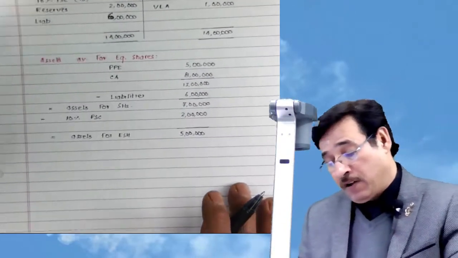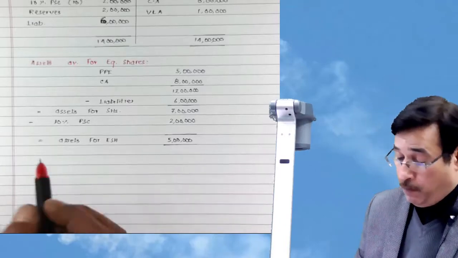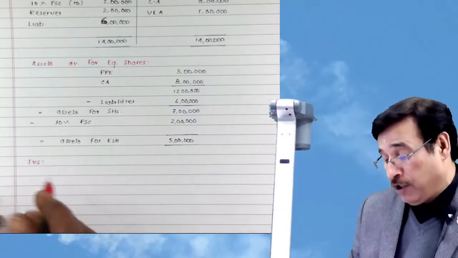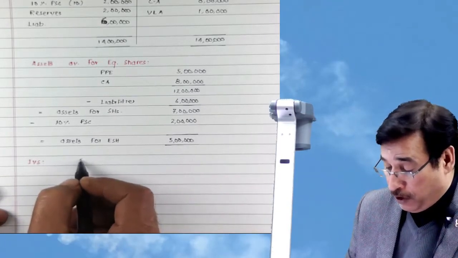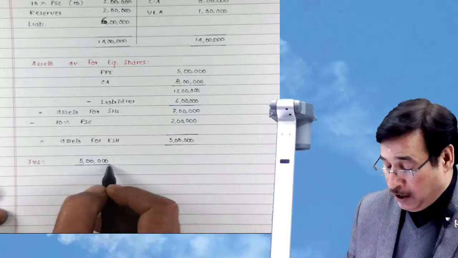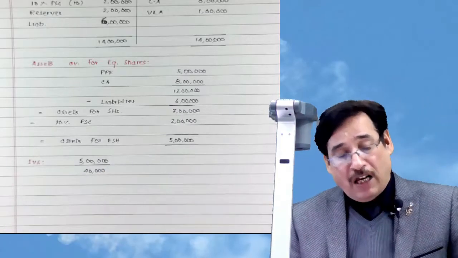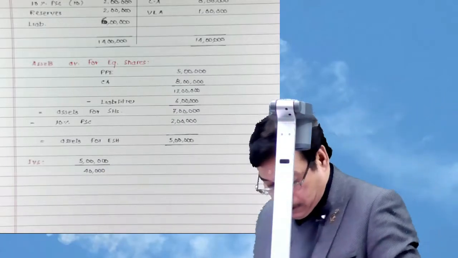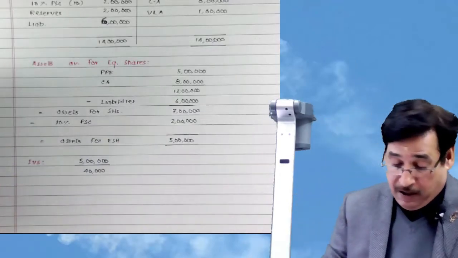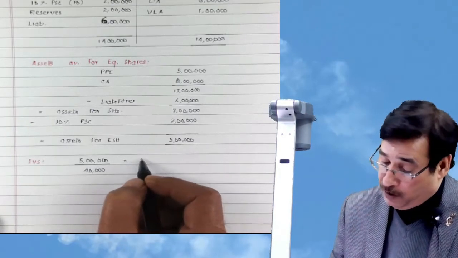Now, in order to compute intrinsic value of shares, all we need is assets available for equity shares, and we are going to divide it by what we call number of equity share, isn't it? So we need assets available for equity share, which is 5 lakh, and we need number of equity share. Number of equity share in this case is 40,000. So if I divide 5 lakh by 40,000, calculator is lying here. Just wait for a moment. Here it is. So 5 lakh, 12.5 I think it will be. Right, it is. So intrinsic value is rupees 12.5.